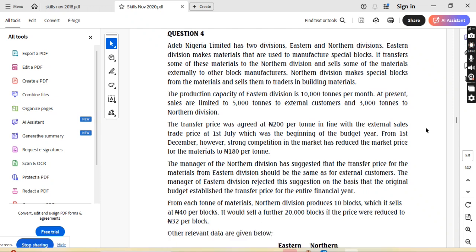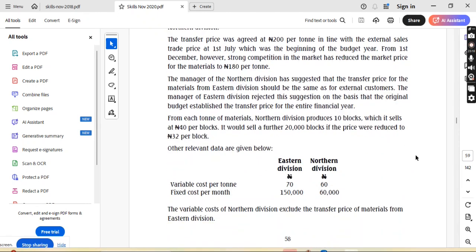And don't forget, the Eastern Division will manufacture a material, which is measured in tons. These tons, we will now transfer to the northern division to use to make a product, which is blocks. Please, we should always understand the technicality in transfer pricing.